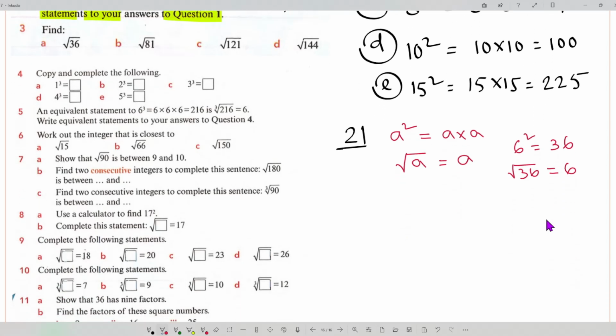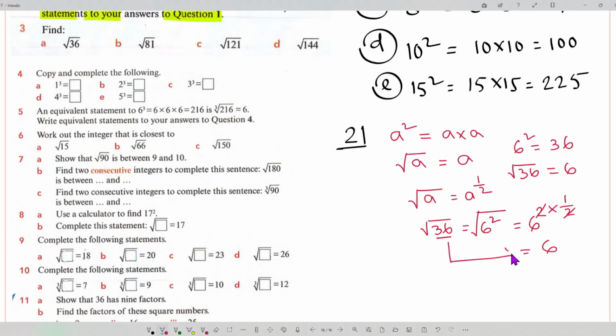But why? Look, root a means a to the power 1 by 2. So root 36 means 6 squared under a root. Once we omit this root, it becomes 6 to the power 2 times 1 by 2. So 2 and 2 cancel out, and the answer will be 6. So root 36 becomes only 6.